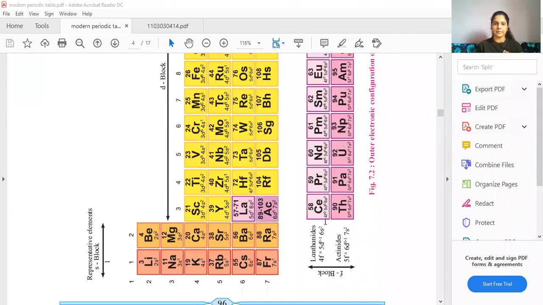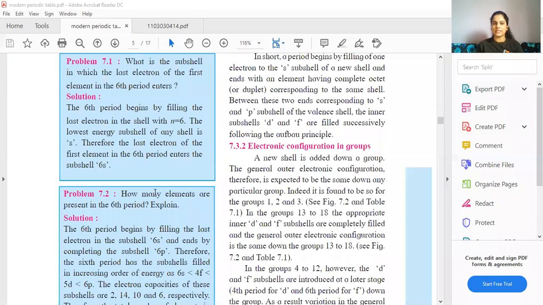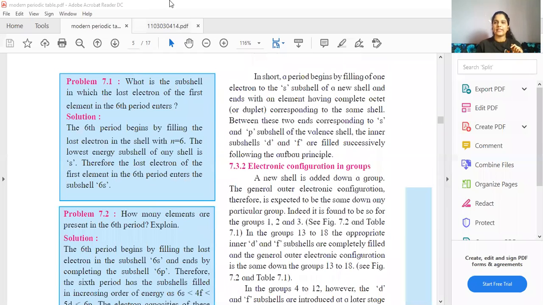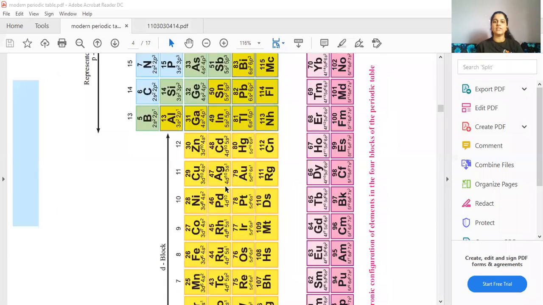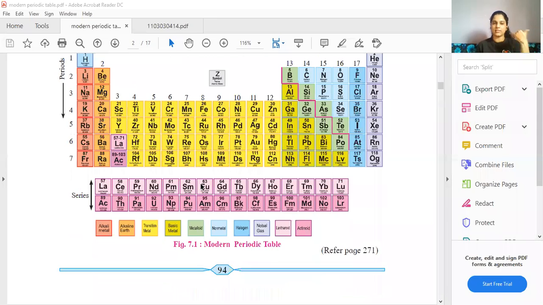Here's your periodic table. Okay, so I asked you all to read these two boxes. I hope you have read them. All right, so if I just quickly go through it, what is given in the first one: what is the subshell in which the last electron of the first element in the sixth period enters? Okay, fine. So they are talking about the first element of the sixth period. I'll show you this table because it is horizontal, like the other one is vertical.